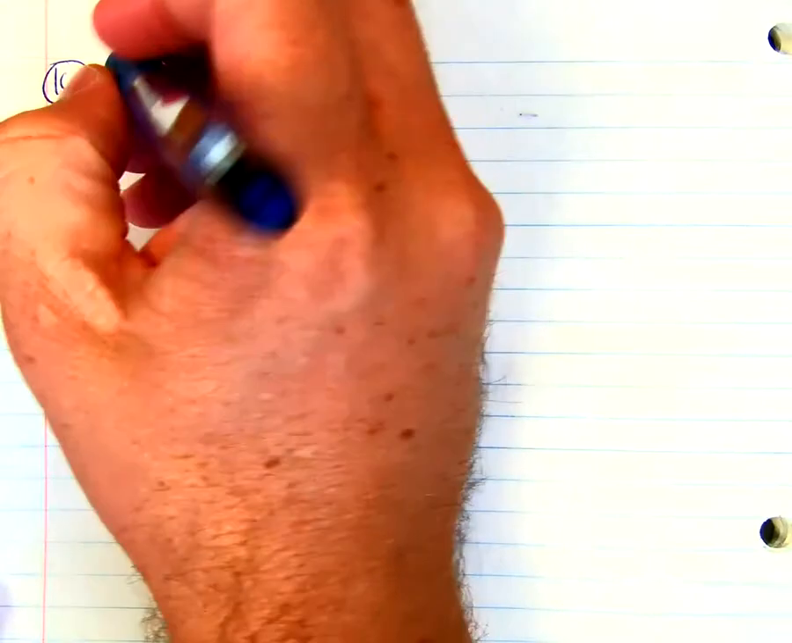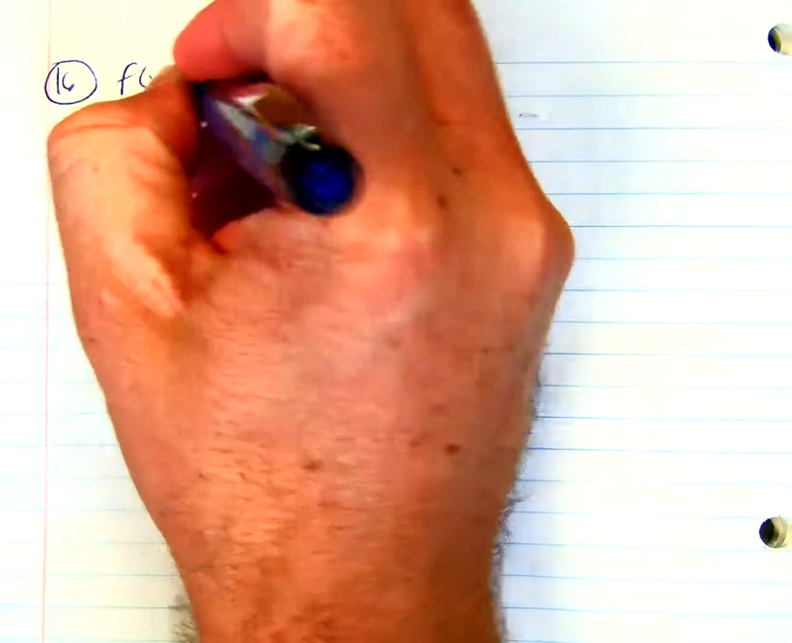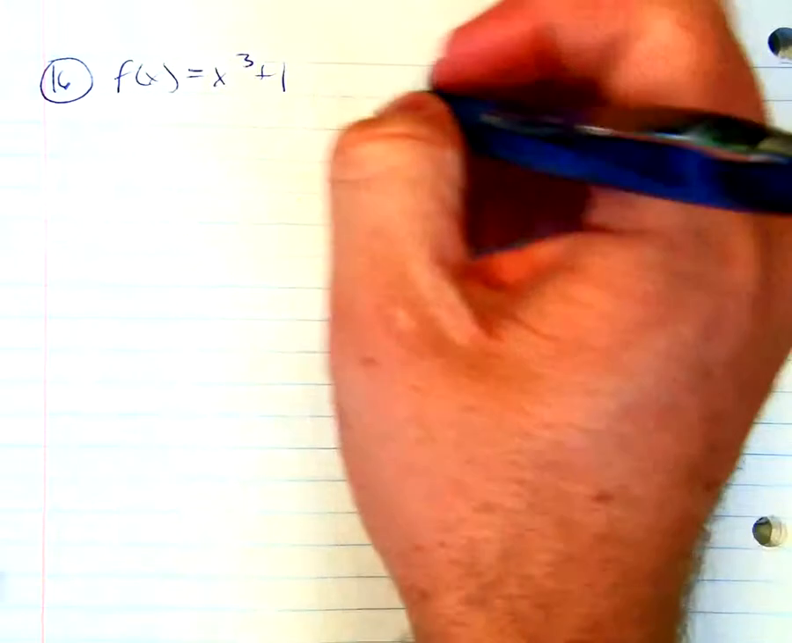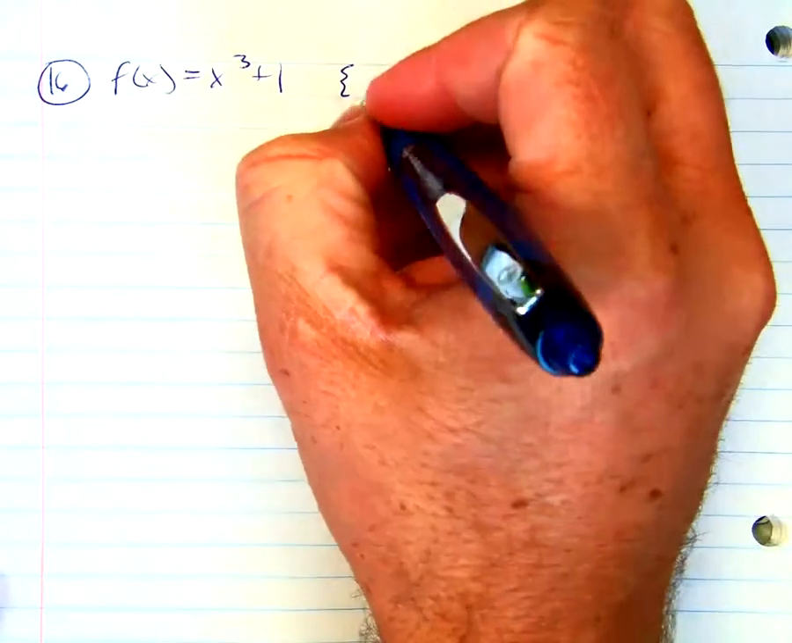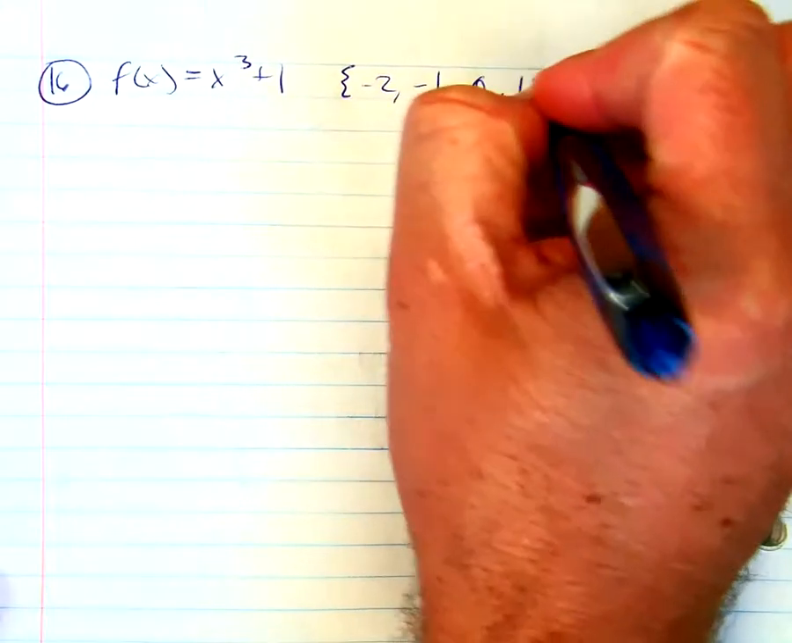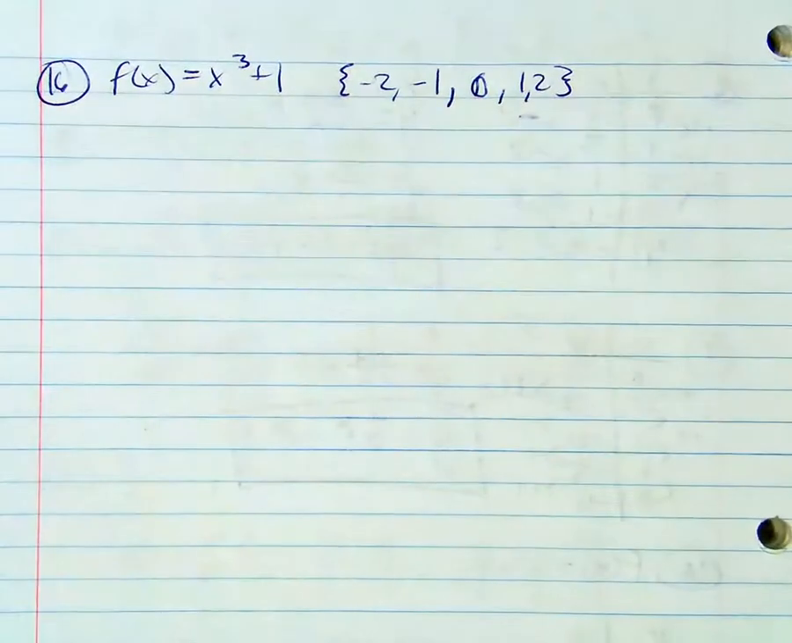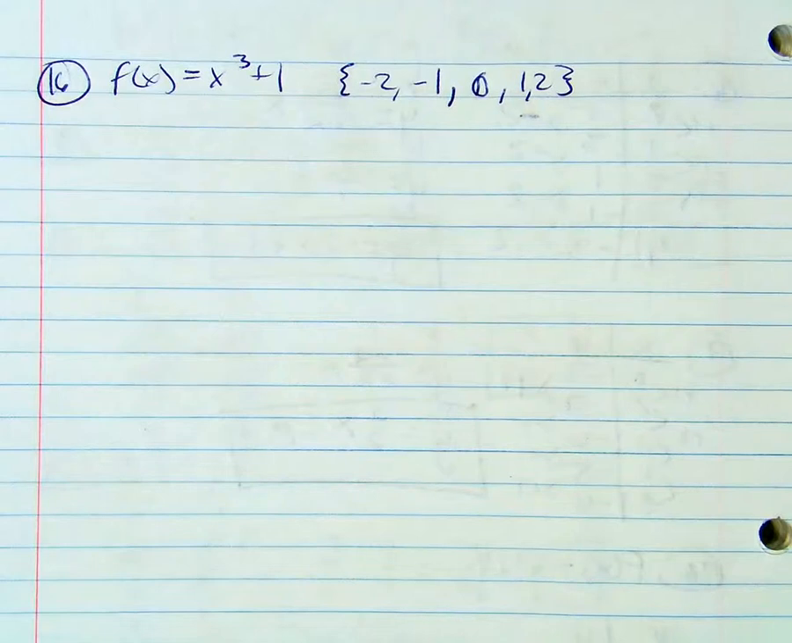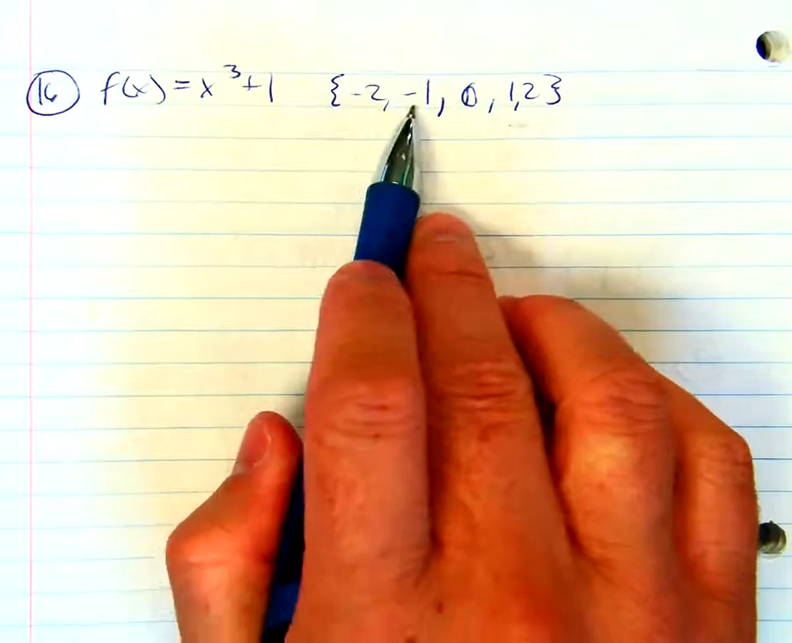So for number 16, they gave you a function, f of x equals x cubed plus 1, and then they gave you the domain, which is all the x values. They gave you -2, -1, 0, 1, and 2. And you're asked to find the range, which means you're supposed to take each of these numbers and plug it in.